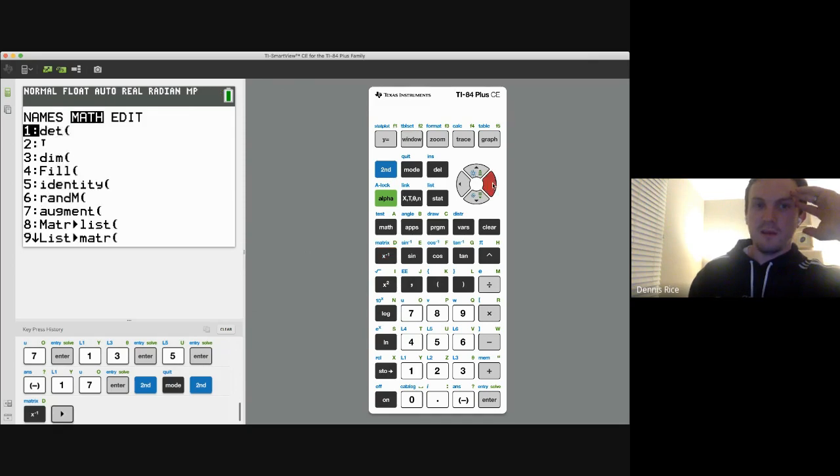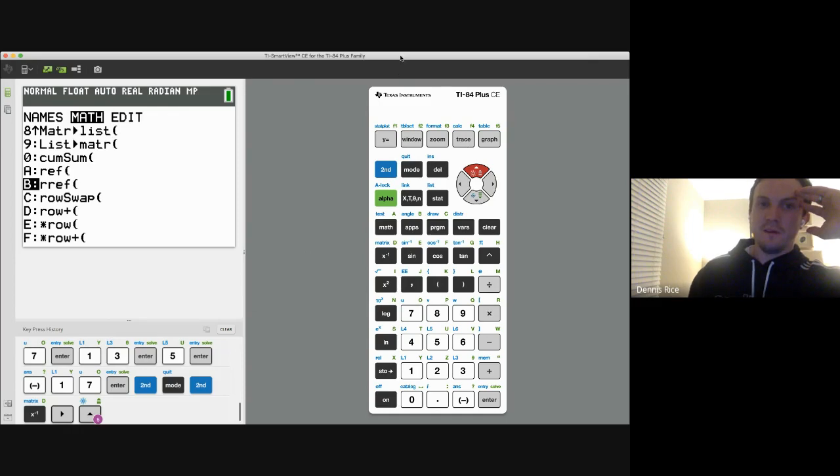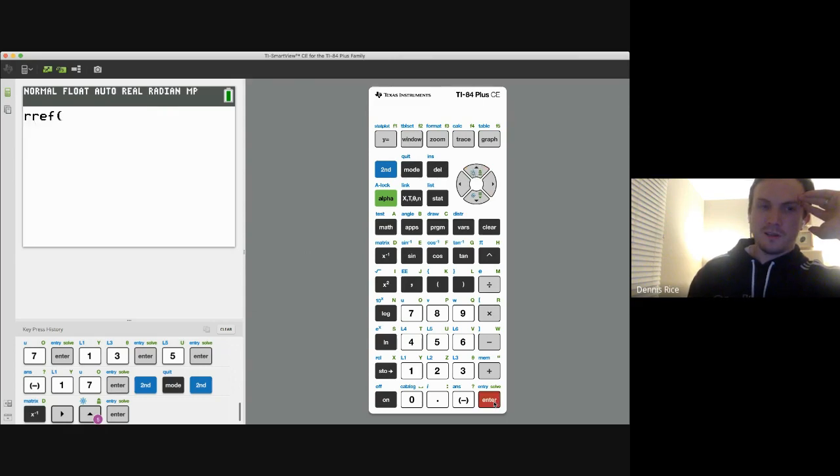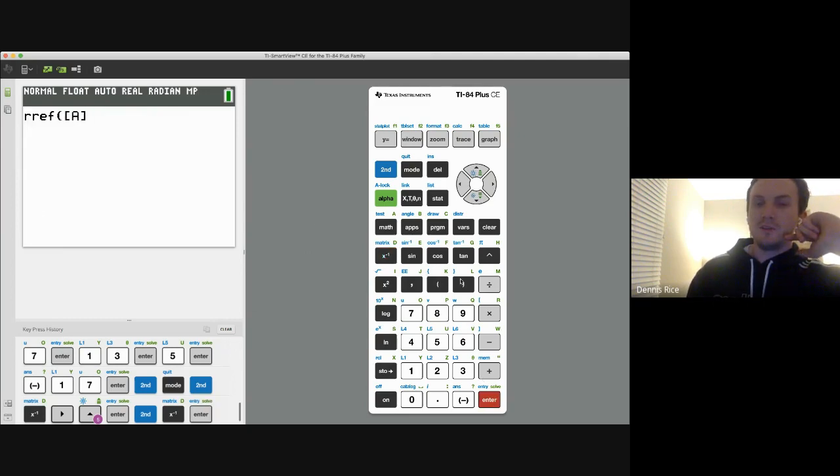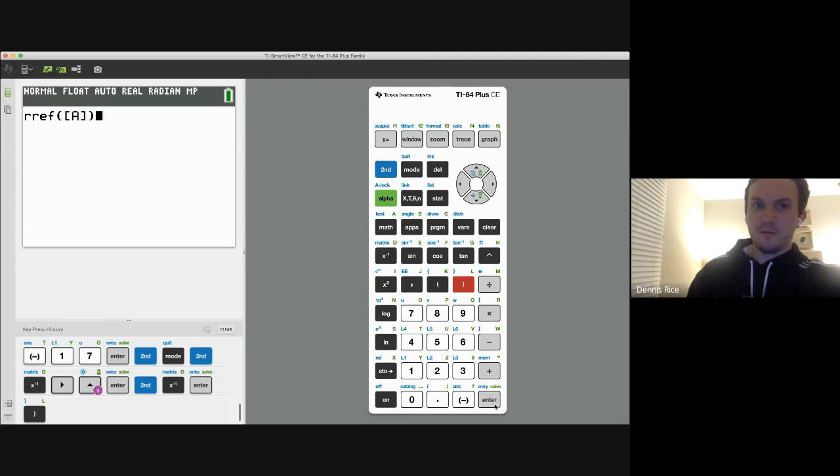Under math, it's option B, or you could just go up to it. It's the RREF. That stands for reduced row echelon form. You don't need to know that. Select it. Now it's asking what you want to calculate this for, which matrix. So we have to go in one more time. You should only have one in here. It's not like you're going to start a catalog of matrices. Matrix A, can you do this for matrix A?